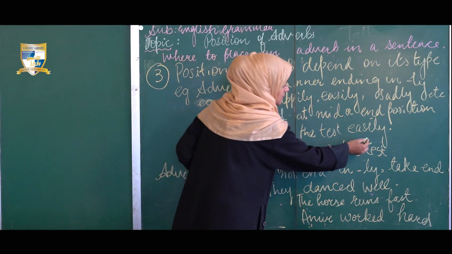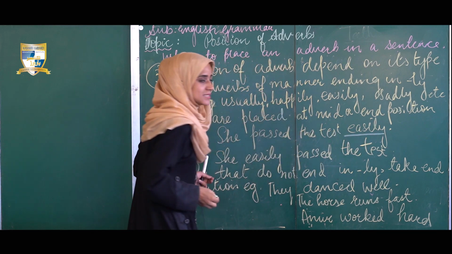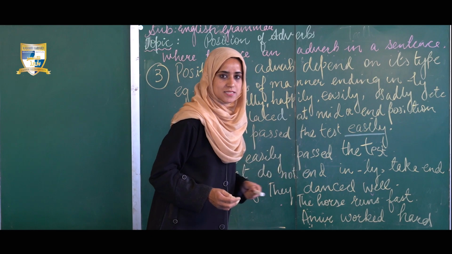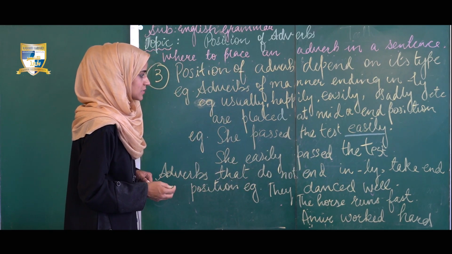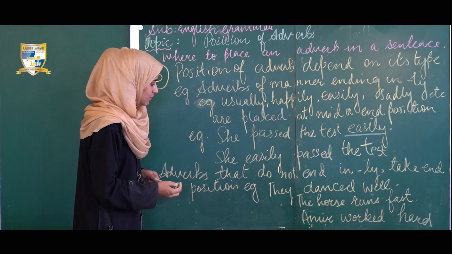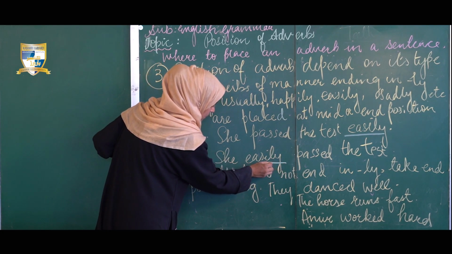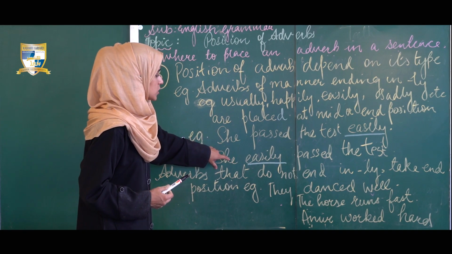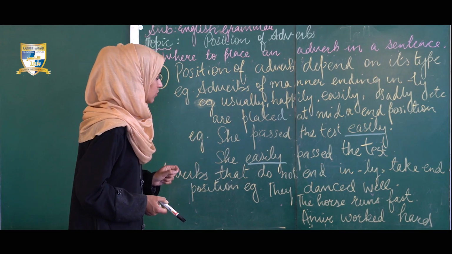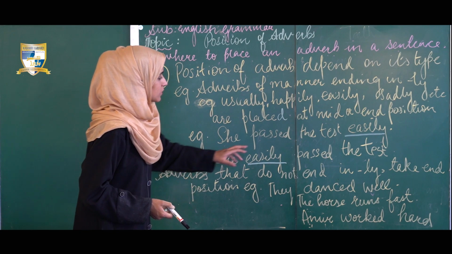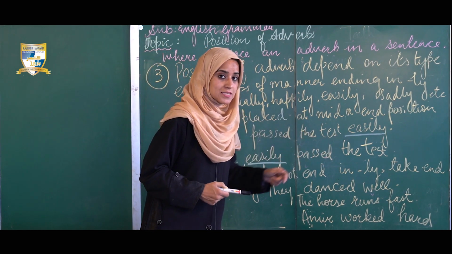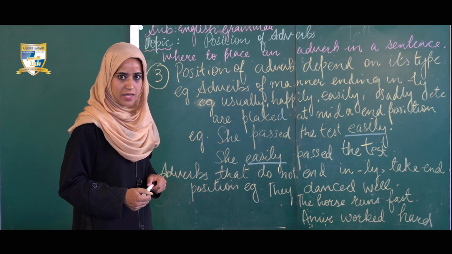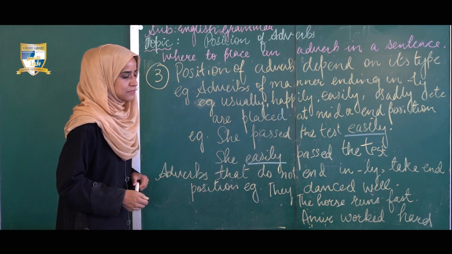She passed the test easily. Easily is an adverb of manner which I have placed at the end. The sentence is exactly correct. She passed the test easily, or we can write it like this: She easily passed the test. In both the situations, the sentence gives an accurate meaning. It's correct because here the adverb of manner ends in ly, and as per the rule, it could be placed at the end or in the middle of a sentence.